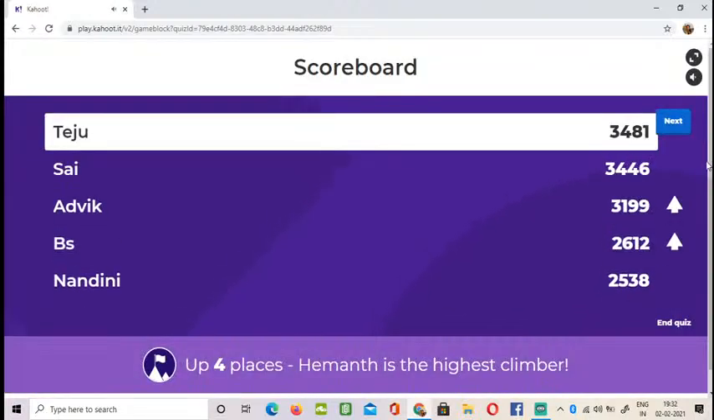Okay, Advik has come to the podium. He is in the third position, and that's very good. And Hemant is the highest climber. That's very good. And Teju is in the first, Sai is in the second, BS in the fourth, and Nandini is in the fifth. Okay, so let's see the next question now.